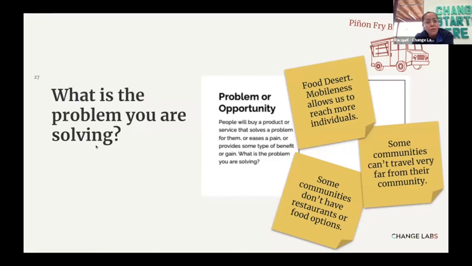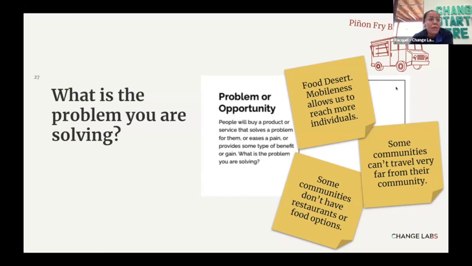For the Pinion Fiber Truck, here are some of the problems that we want to solve. One being that the res is a food desert. We all know that. And mobileness allows us to reach more individuals. Another example is some communities can't travel very far from their community. Maybe they work long hours and it's really hard to get to the grocery store all the time, or it's just easier on yourself and your family to have that option of food. Or maybe you just want to treat yourself. That's cool too. And then some communities don't have any restaurants or food options or catering options.